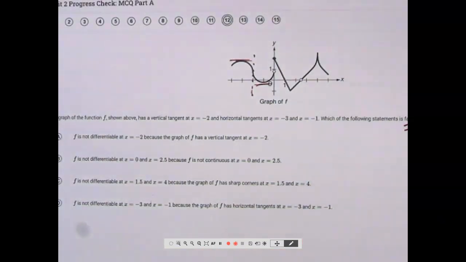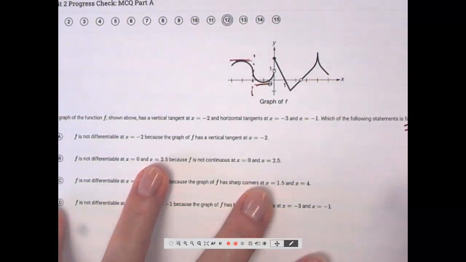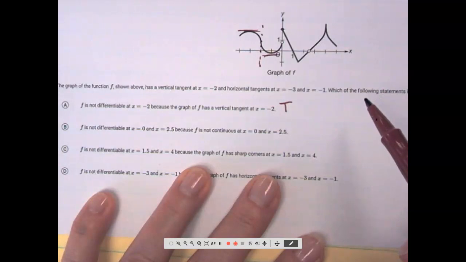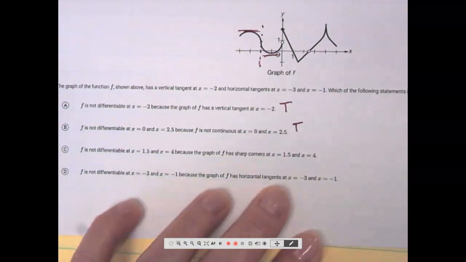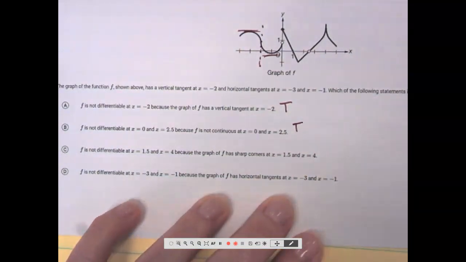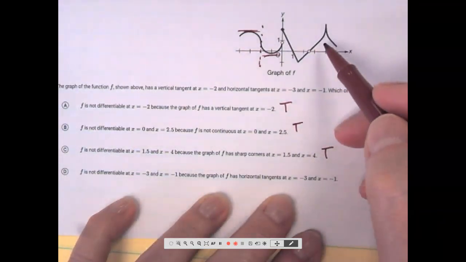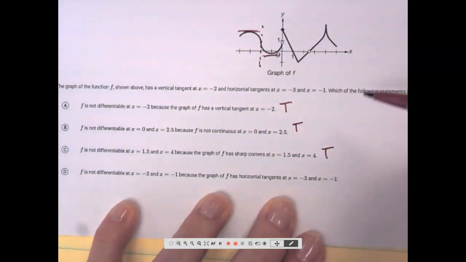F is not differentiable at negative 2 because the graph has a vertical tangent. That is true. F is not differentiable at 0 and 2.5 because it's not continuous. True. F is not differentiable at 1.5 and 4 because of sharp corners. True. And if we would call it a cusp, maybe there, that is still the same type of issue. So the fact that they're calling that a corner is okay.